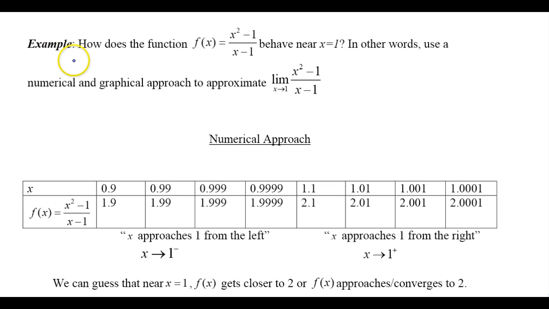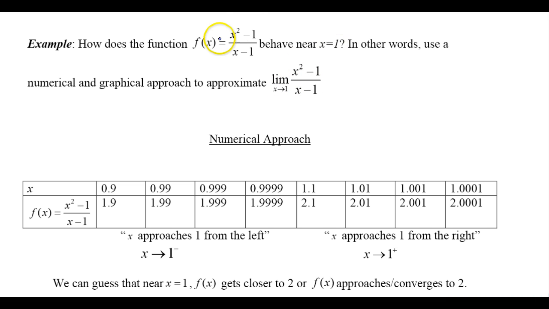Alright, let's take a look at another example. This time we're going to look at the function f of x equals x squared minus 1 divided by x minus 1, and we're going to look at this function near x equals 1. In other words, we're going to use a numerical and a graphical approach to approximate the limit as x approaches 1 of the function x squared minus 1 over x minus 1. So remember, for limits, we don't care exactly what happens at the function value. But let's just go and take a look at what happens there anyway.